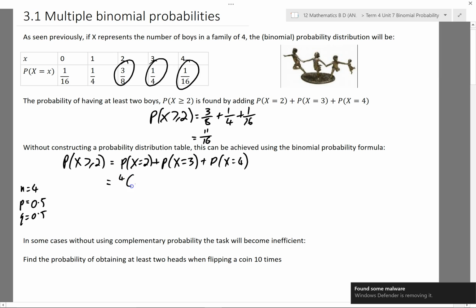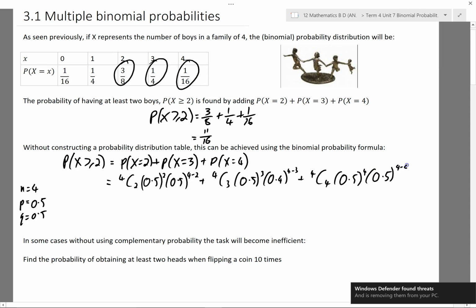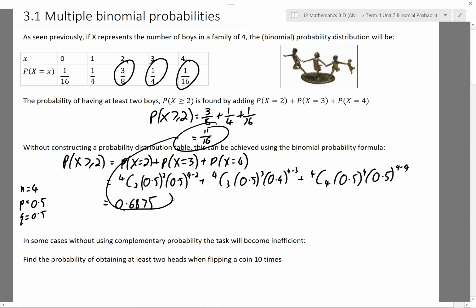So first one, 4C2, probability of success to the power 2, probability of failure to the power 4 minus 2. And do the same thing for 3, and then the same thing for 4. And then I'll end up with 0.6875. And if I put 11 on 16 into my calculator, I'll see that these two are the same. So using the binomial probability formula multiple times is okay and looks pretty good.